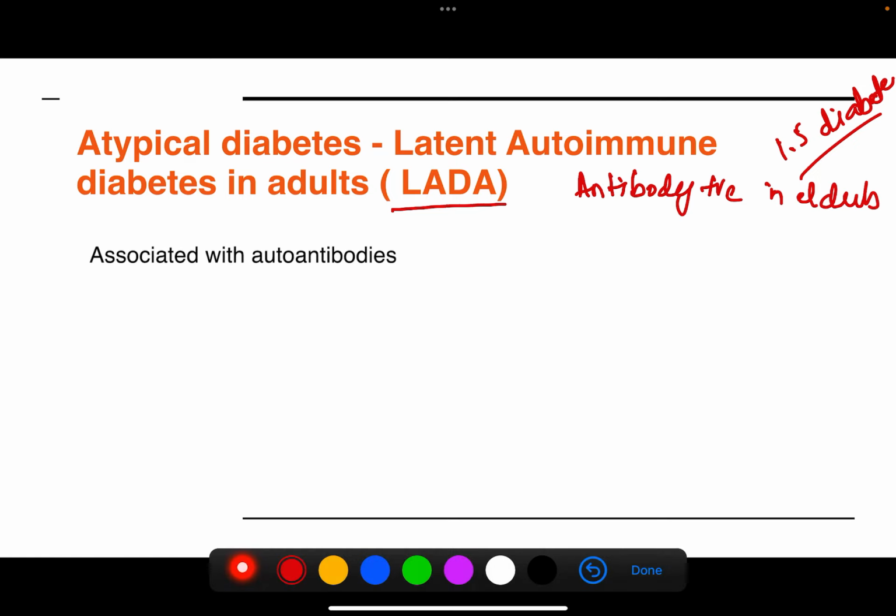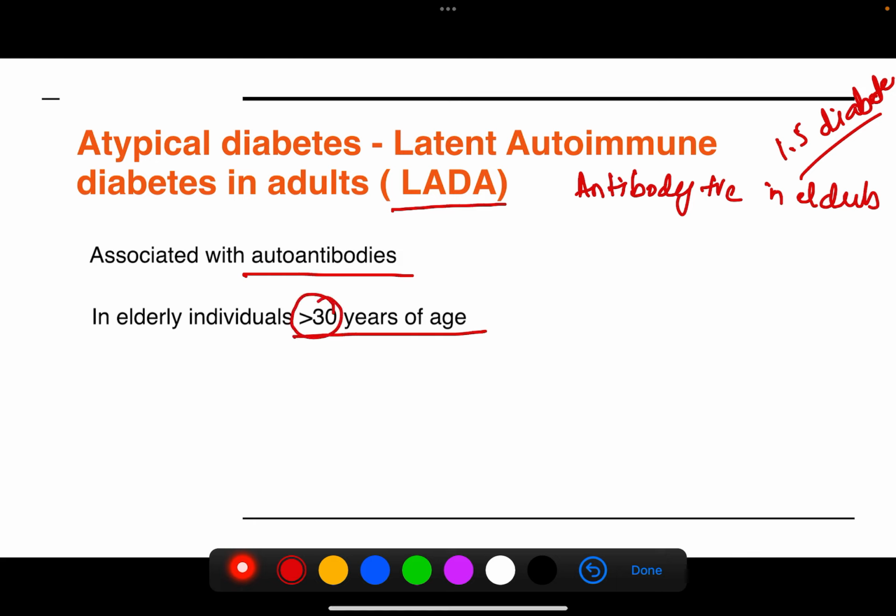So next, this is associated with autoantibodies, the same autoantibodies. It is seen with 30 years as the cutoff. The patient should be minimum 30 years of age. It is seen in elderly individuals, the autoantibodies are present. See, if a patient is coming maybe at 40 or 50 years of age with diabetes, normally we think that it's type 2 diabetes, right? But what happens is you start them on oral antidiabetic agents. The response to oral antidiabetic agents will be very poor.